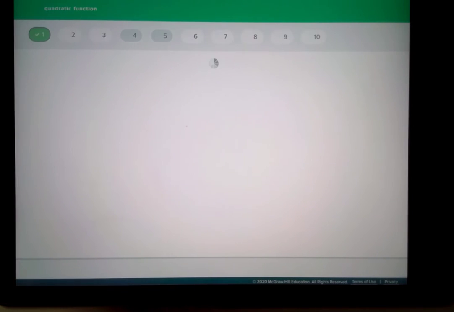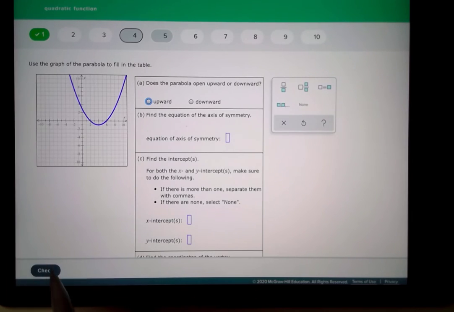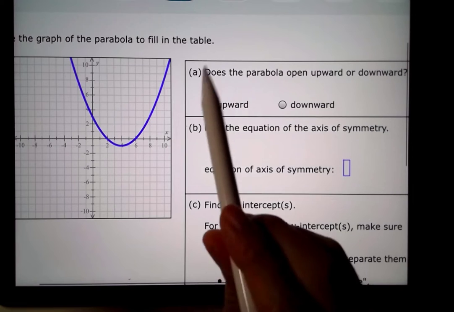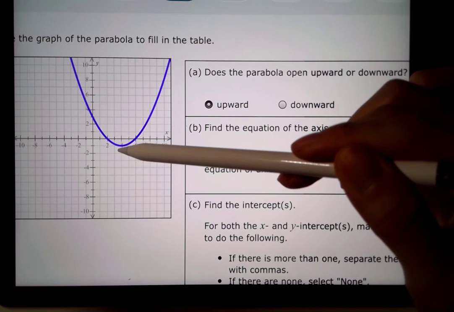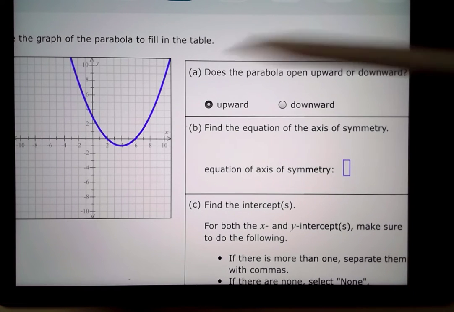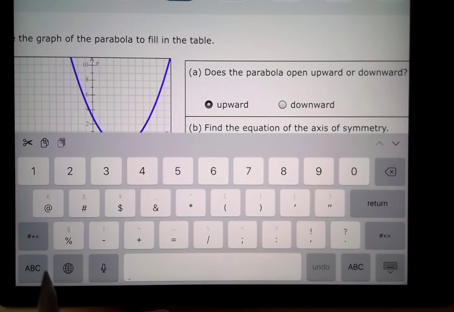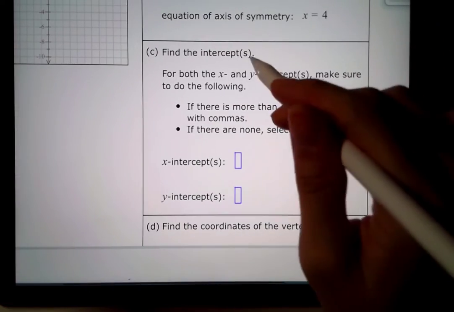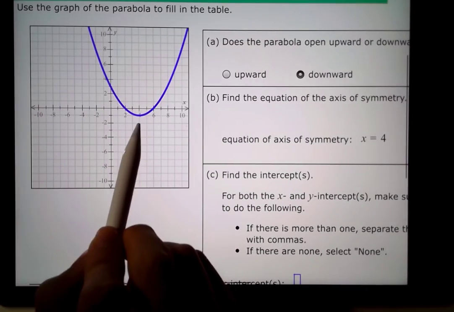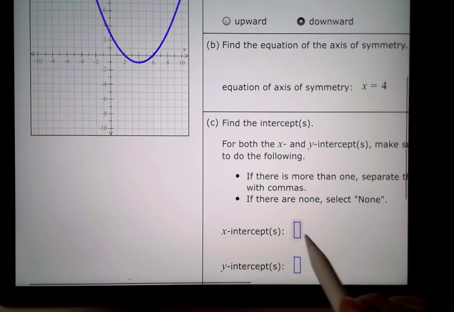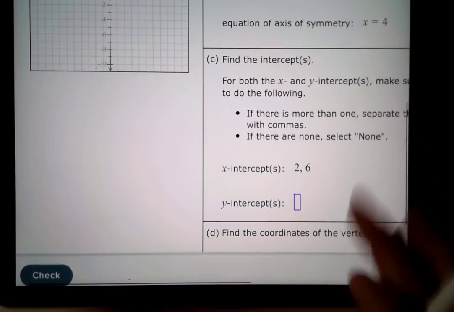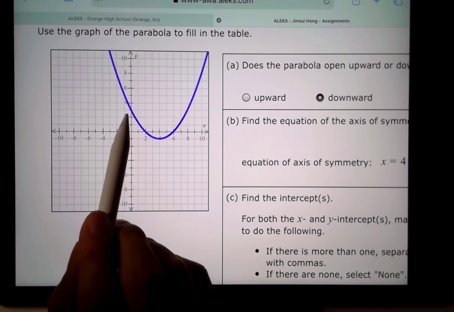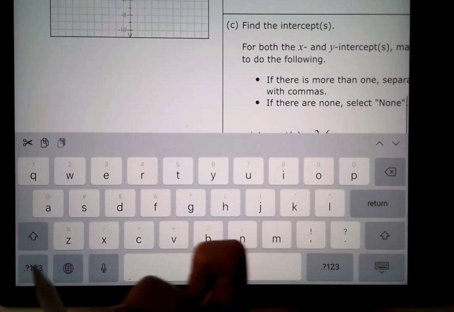And then let's try something that opens up. Yeah, let's try this one, guys. So that one, that's upward. And your axis of symmetry, just go to the vertex and then get the x coordinate. That's 4, right? So you just write it, x equals 4. Okay, and find the x-intercepts and the y-intercept, the same thing. So look, 2 and 6, x-intercepts 2, comma 6, and y-intercept is, you look at this, that's 3, right? +3. So you just type 3.